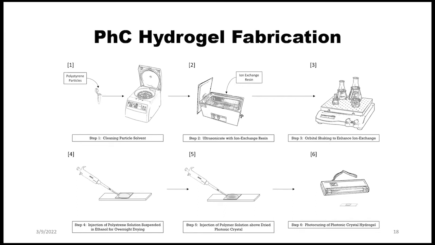And then we inject this particle suspension inside a chamber where we remove all the above solvent. And once the photonic crystal structure is formed, we inject the pre-gel solution and cure it to collect the photonic crystal hydrogel.